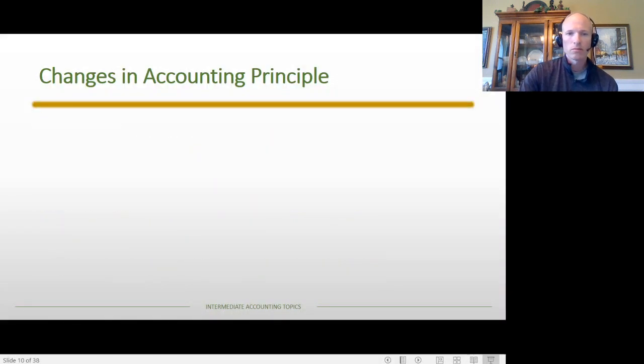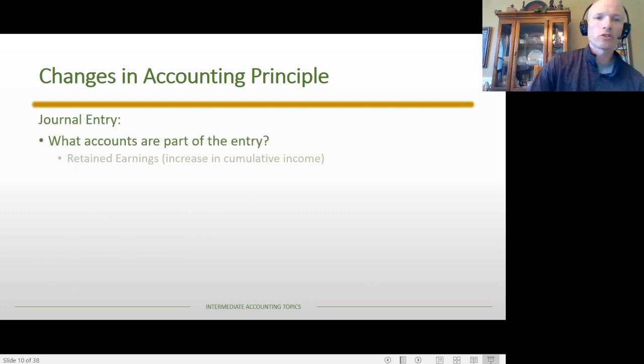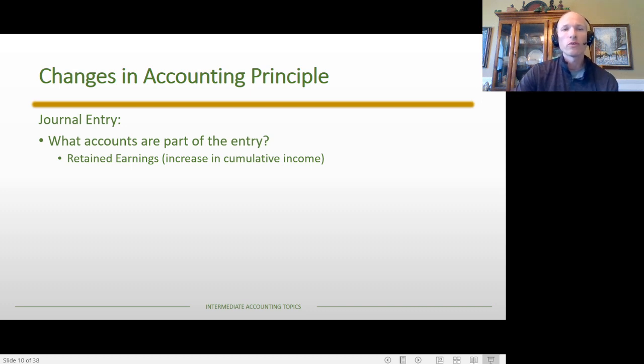We're getting there. All right, here we go. So what accounts are going to be part of this journal entry? First of all, retained earnings, because there's been a change in our cumulative income, there will be an effect on our retained earnings account balance. And then the other piece of that is going to be inventory.